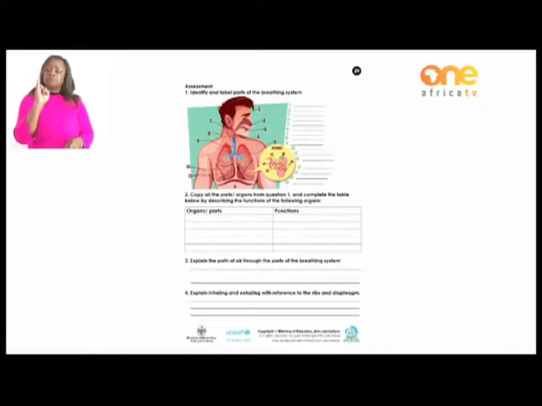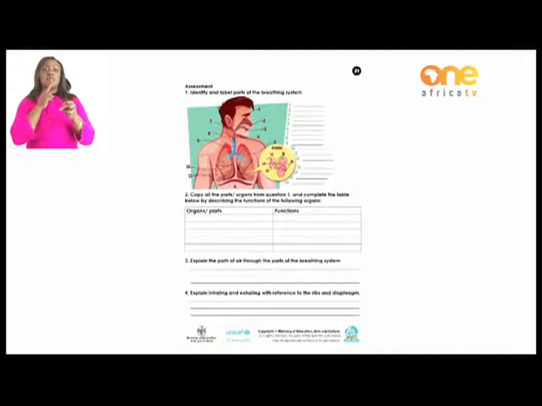Question 3. Explain the path of air through the parts of the breathing system. We want you now to explain which parts of the body or breathing system are involved in breathing, either breathing in or breathing out. Explain all the details, all the points that air has to pass until it goes where it has to go and until it comes out, until it leaves our body.